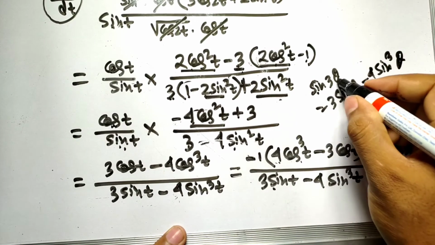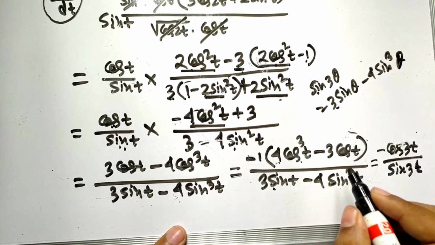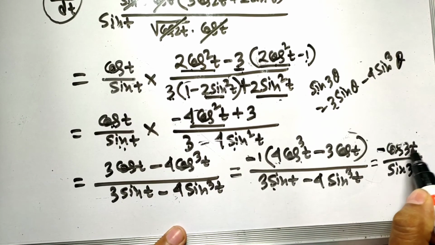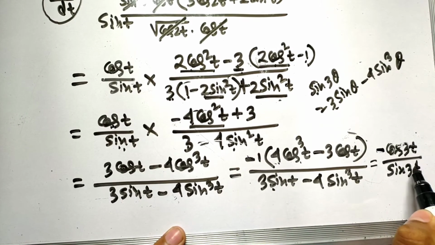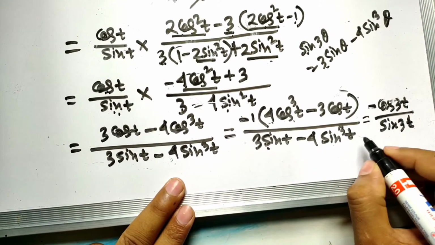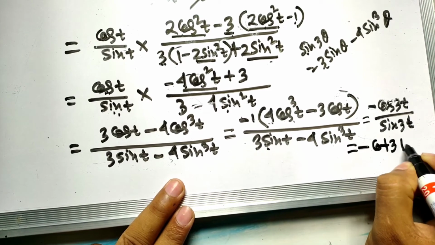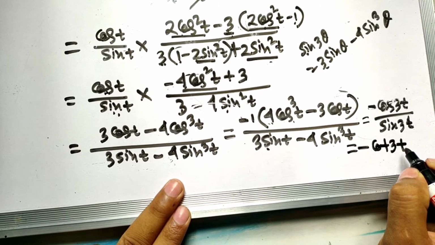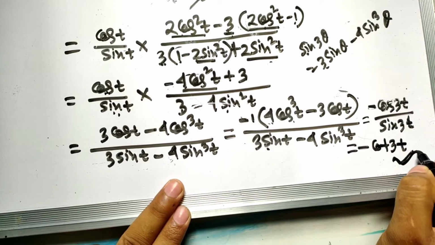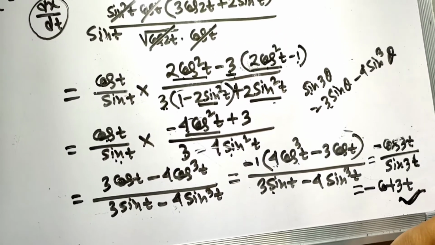So sin 3t is 3 sin t minus 4 sin cube t, and cos theta by sin theta is cot theta. So cos 3t by sin 3t is cot 3t. So minus cot 3t is the value of dy/dx. This is the final answer. Very important question, this is a 6 marks question. So next question.